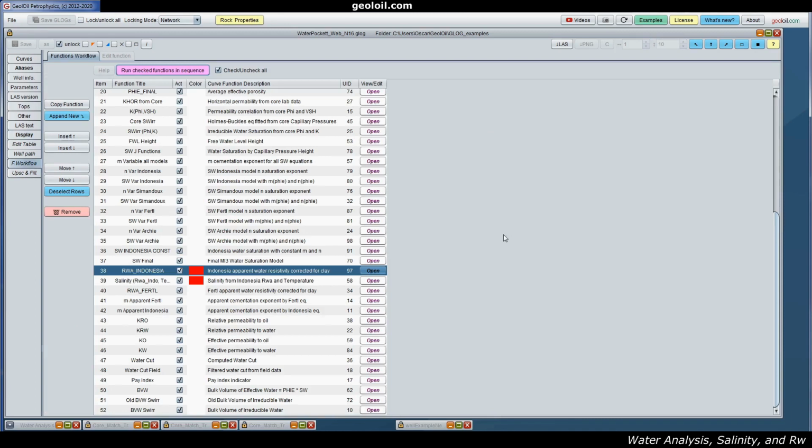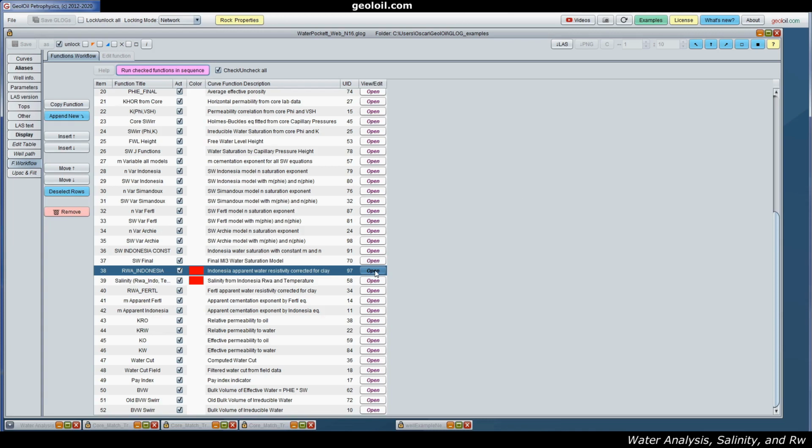Then you go to compute apparent water resistivity, but not any apparent water resistivity. It should have some correction for shale. One of the best equations for this is RW Indonesia. So we studied that equation, it's on the website. We recommend you to apply that instead of the regular Archie apparent water resistivity, unless you have a very clean rock, very clean sandstone or something like that, which seldom occurs.